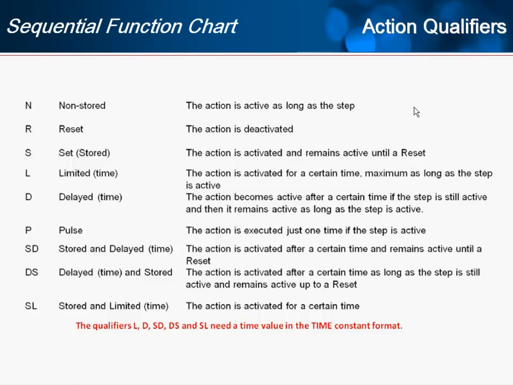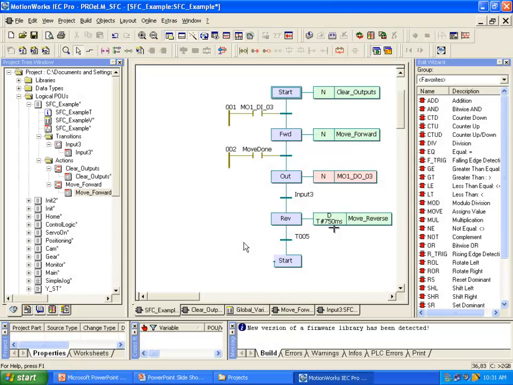And you can see with the rest of them here, there's ways to set, limit, delay, pulse to just run at one time, and then different combinations here of storing and delaying and timing and limiting time even. And we don't have time to go into the details of each of these, but I just did want to introduce the concept here of action qualifiers because it's a built-in feature of Sequential Function Chart, and it can save you programming time because you don't have to create timers in many cases or one-shot pulses for your actions.